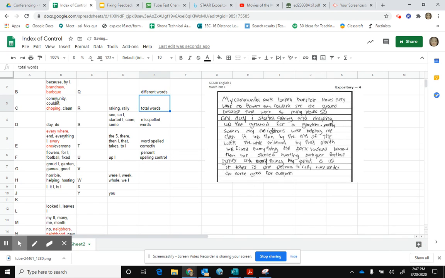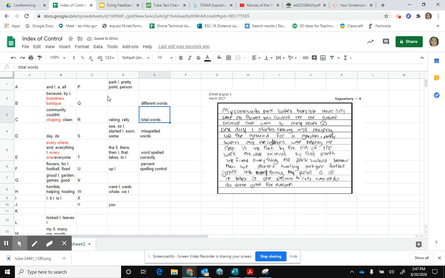After I finish the whole piece, you'll see that I have everything that the student has done. From this, I'm able to count all of the different words in here. So 1, 2, 3, 4, 5, 6, 7, 8, 9, 10, and so on. And so by the time I get through counting all the different words this student has used, I see that he has used 66 different words. And we want to see kids using lots of different words, not just the same words over and over. So you want this to be relatively high in comparison to the overall total number of words.